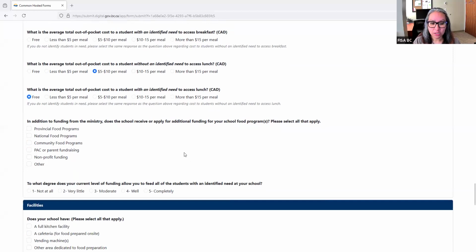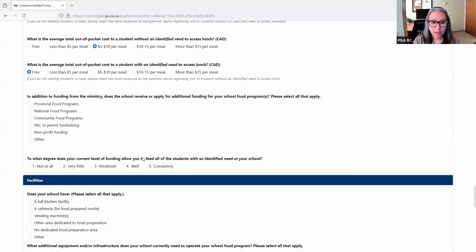Okay, moving on to the next one: in addition to the funding of the ministry, did you receive any additional funding? I know some of you are receiving funding from some First Nations funds. Some of you are receiving funding from your churches, from another nonprofit organization. So you can write it here if you have. In my case, I don't have anything, so I won't write anything here.